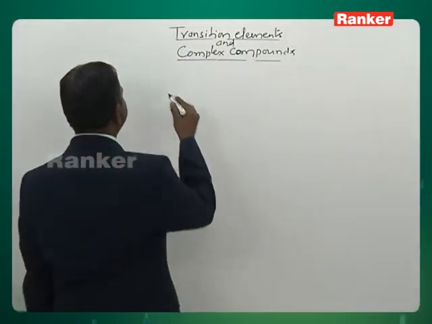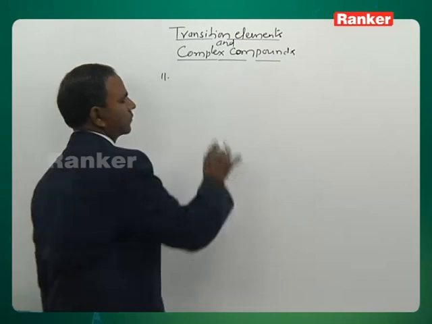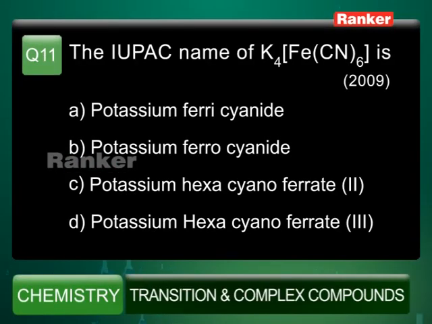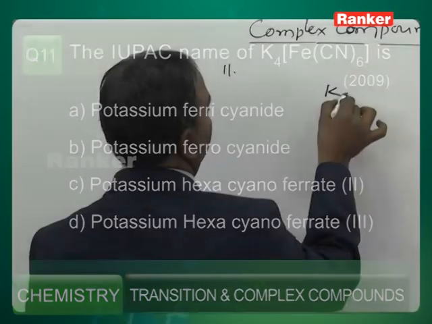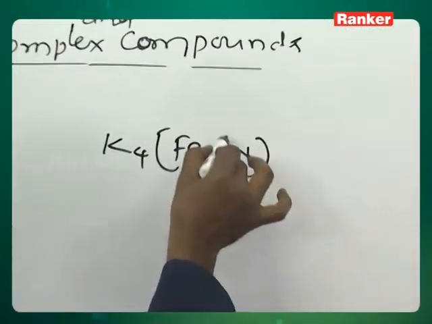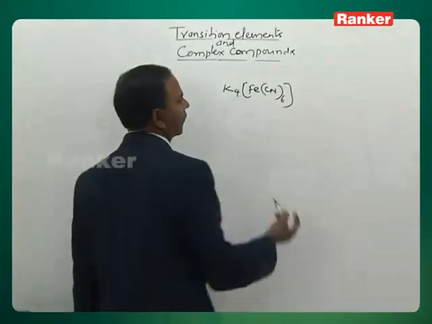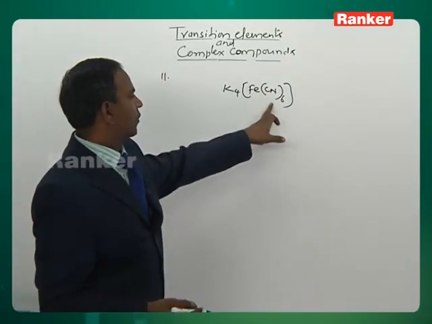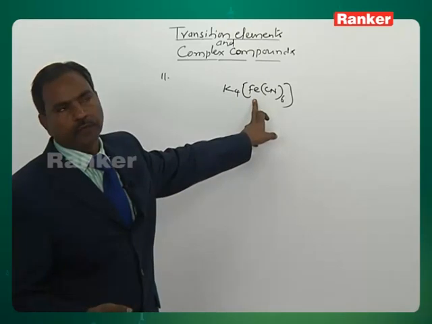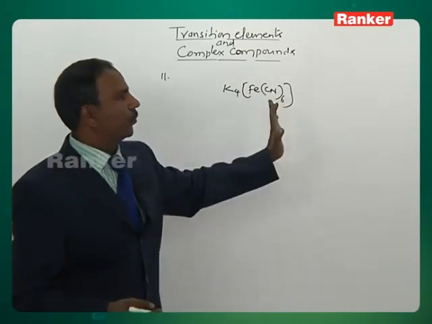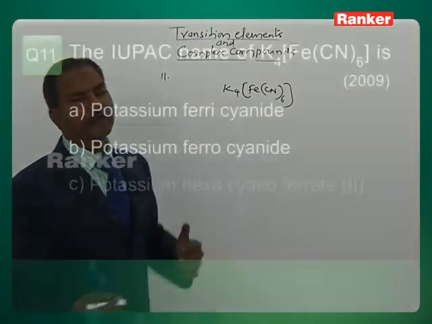Next, question number 11. The IUPAC name of K4[Fe(CN)6] is. Here is one more complex, an iron complex. According to IUPAC, how to name it? Potassium, hexacyano. What is the oxidation number of iron? +2. Therefore, potassium hexacyanoferrate(II). That is the correct answer. Let us see.